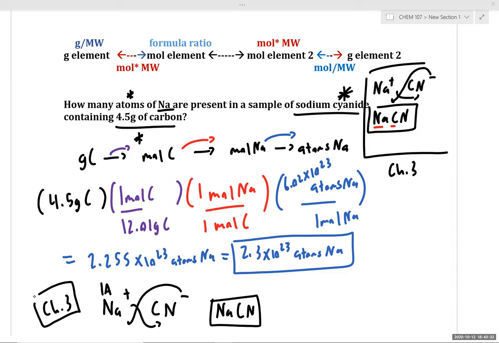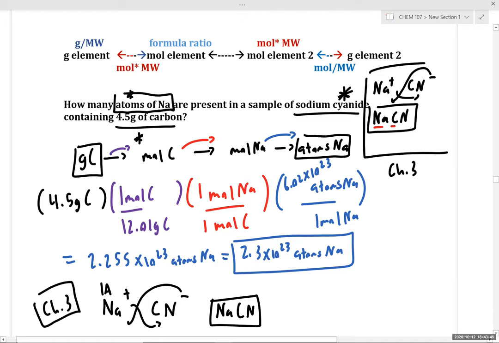In terms of setting up your solution map, we know from the problem what we're asked to calculate. So we're asked to calculate the atoms of sodium, and we're given the grams of carbon. Now, we know that we calculate the atoms from the moles. We always can get atoms from moles. So we can trace one step back, and we can get our atoms of sodium from the moles of sodium.